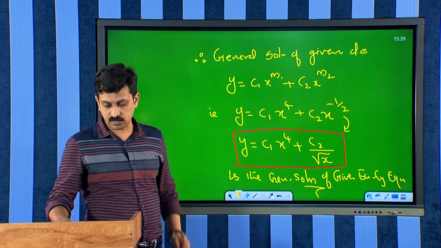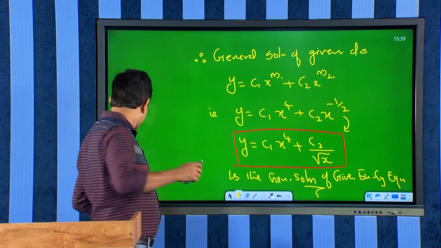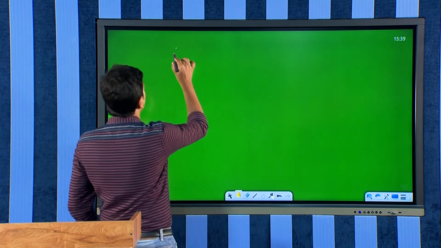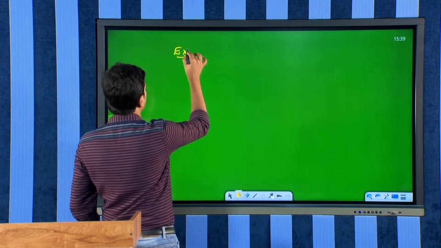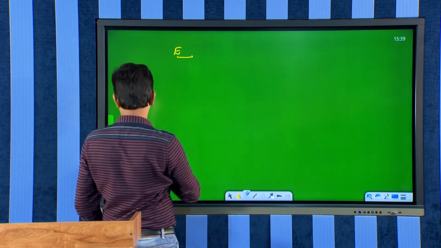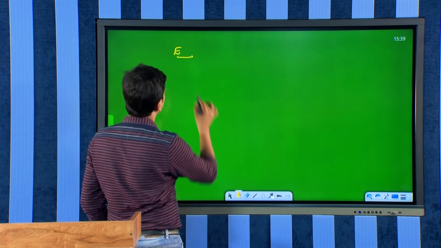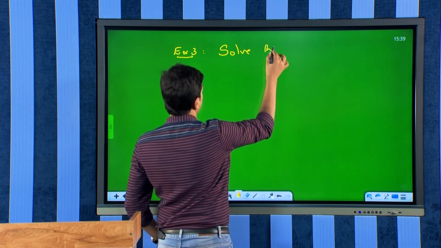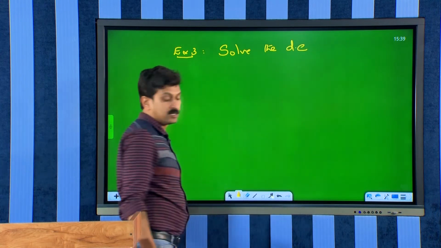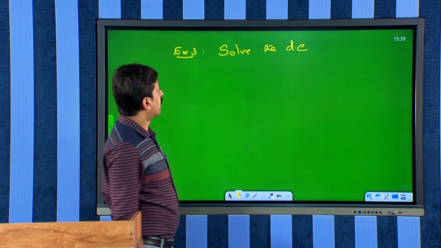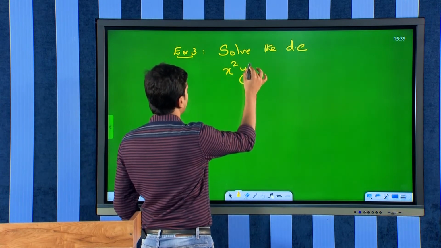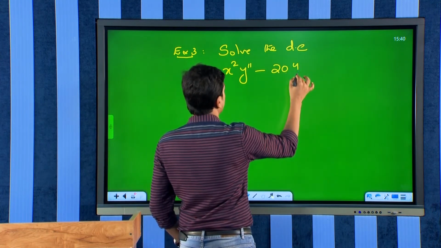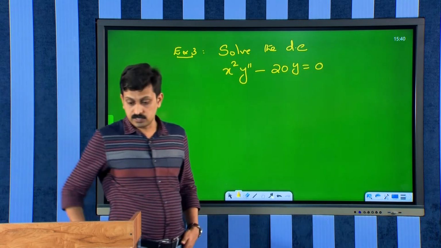See, write down one more question, my dear students. Solve the differential equation, that is the Euler Cauchy differential equation, x square y double dash plus minus 20y is equal to 0.